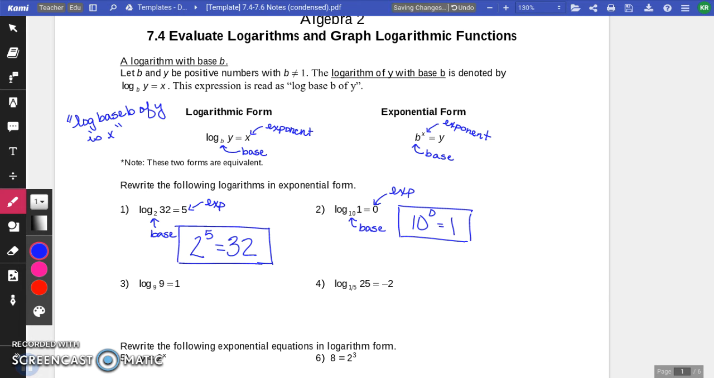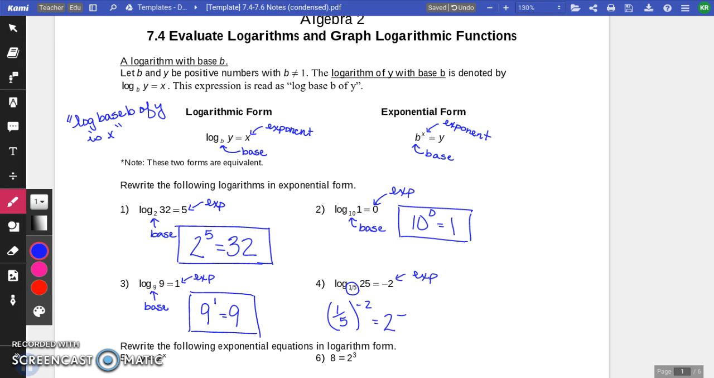Okay, number 3. This one has two 9s in it, but your base here is this 9, remember your subscript. So to rewrite it as an exponential, that base 9, your exponent is 1, equals 9. Then for number 4, log base 1/5 of 25 equals -2. Your base here, 1/5, and this -2 becomes your exponent, and it equals 25.